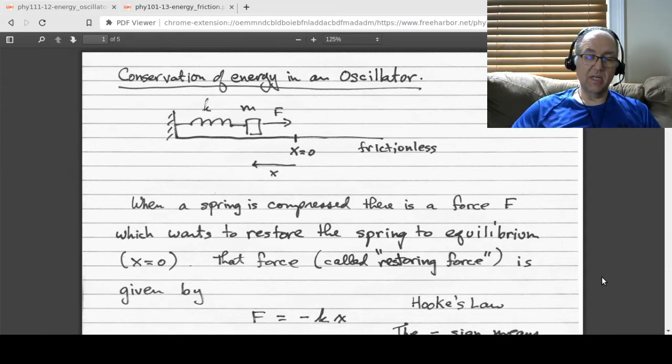So you could store energy in a spring in the form of spring potential energy, and the formula for that was 1/2 kx squared. I didn't prove that, I just asserted it. It's 1/2 kx squared, okay?